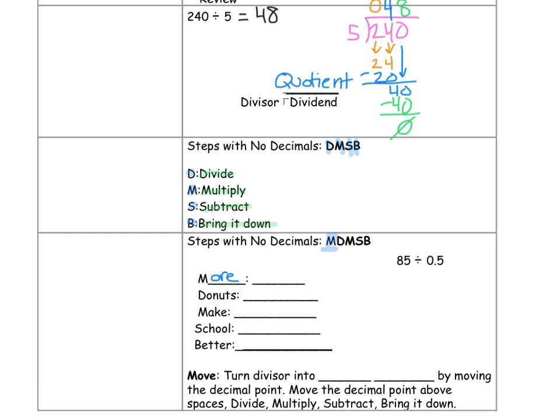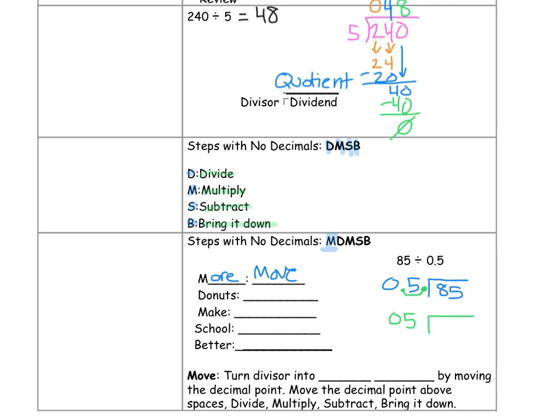So I'm going to set up this problem. So my first step is going to be to move. So what does that mean when I'm looking at my problem? That means I'm taking my decimal point and I'm moving it over and turning this 0.5 into 5. I'm turning it into a whole number. So I'm going to rewrite that.